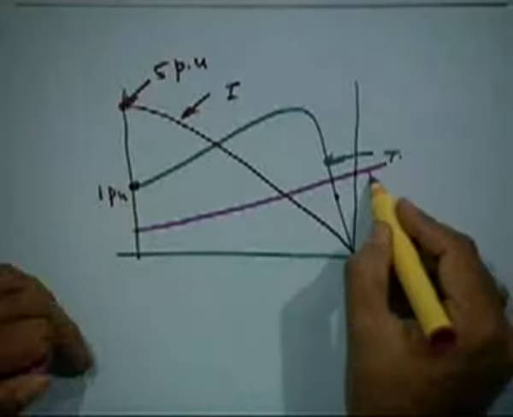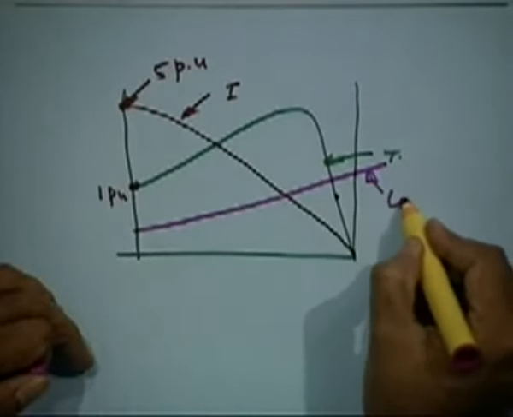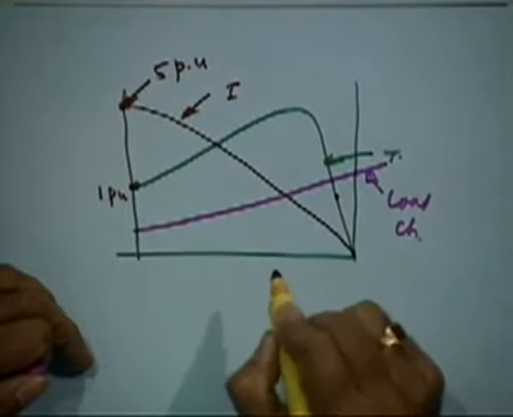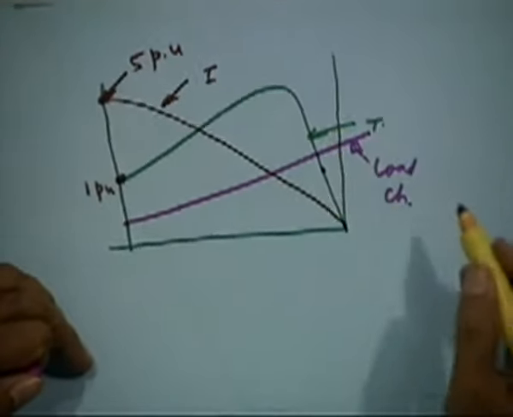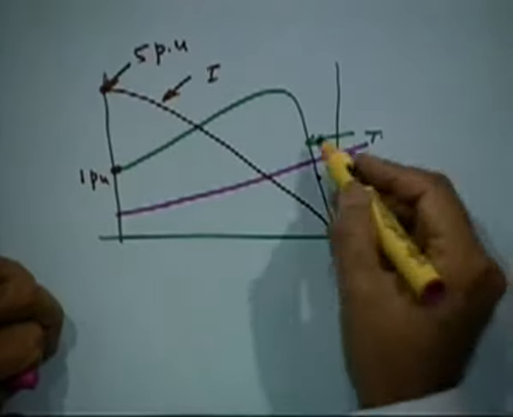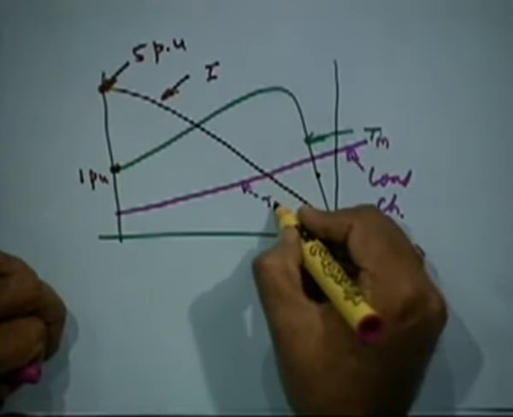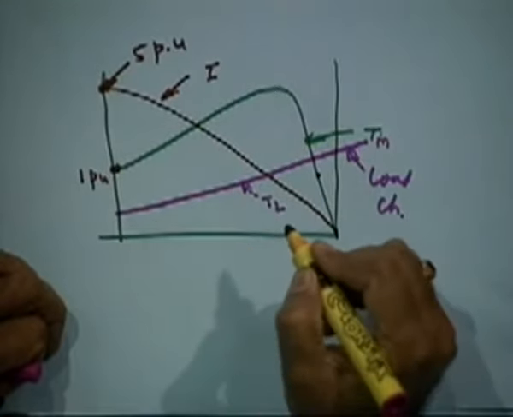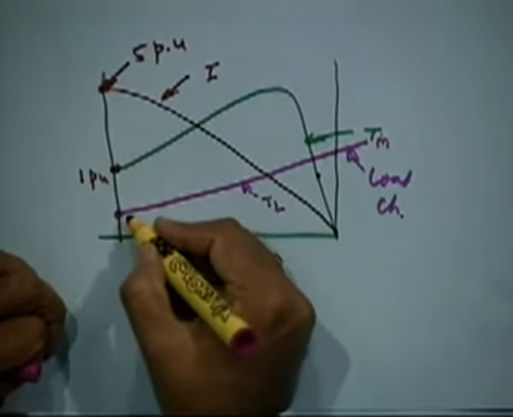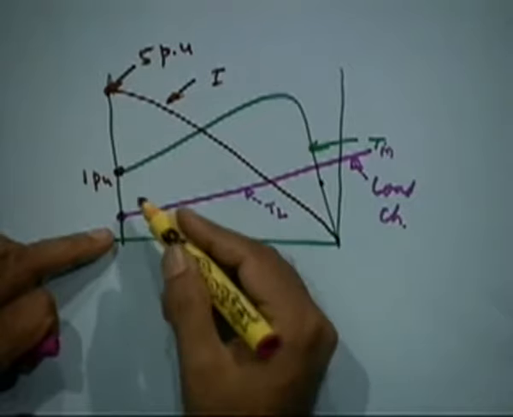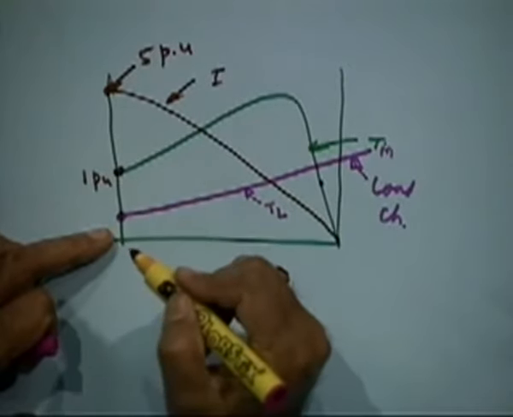After all, when you are starting, supposing there is a load like this. This is the opposing load characteristic, and this is the motor characteristic. Let us say this is TL. Now at start the opposing torque is this much and the starting torque is this, so it will start.